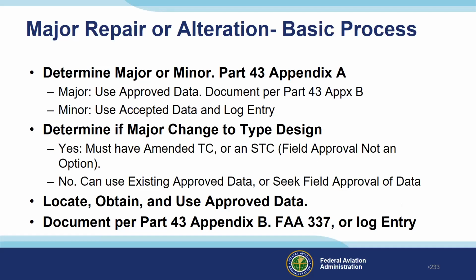Basic process is you'll determine if it's a major or minor repair or alteration. That's governed by Part 43, Appendix A. If it's a major, make sure you use approved data, and then you'll document it per Part 43, Appendix B, which basically is a 337 form. Or a major repair can be documented with a work order. If you determine it's a minor, then you can use accepted data and just make a log entry.